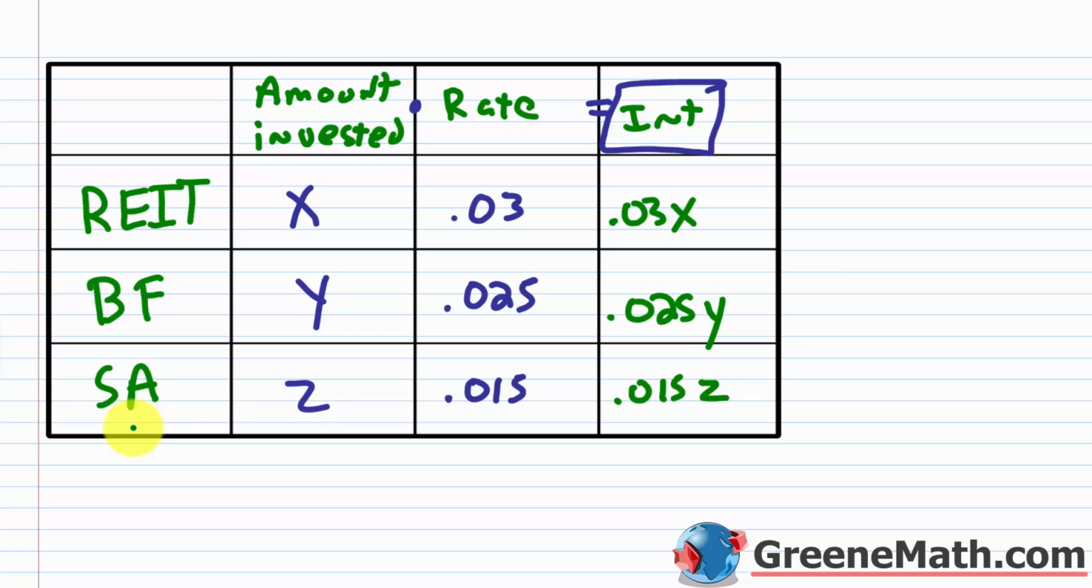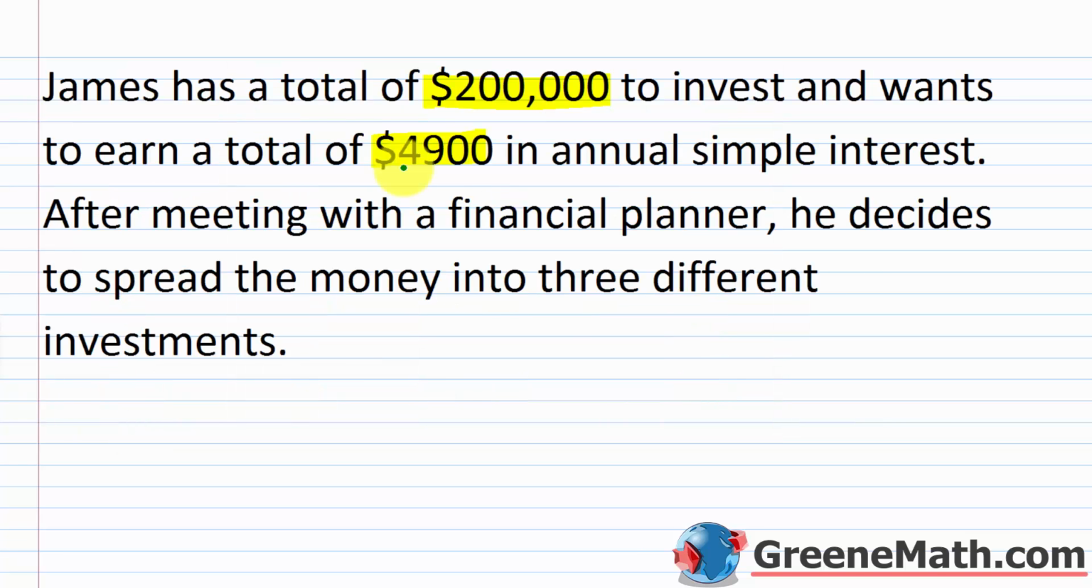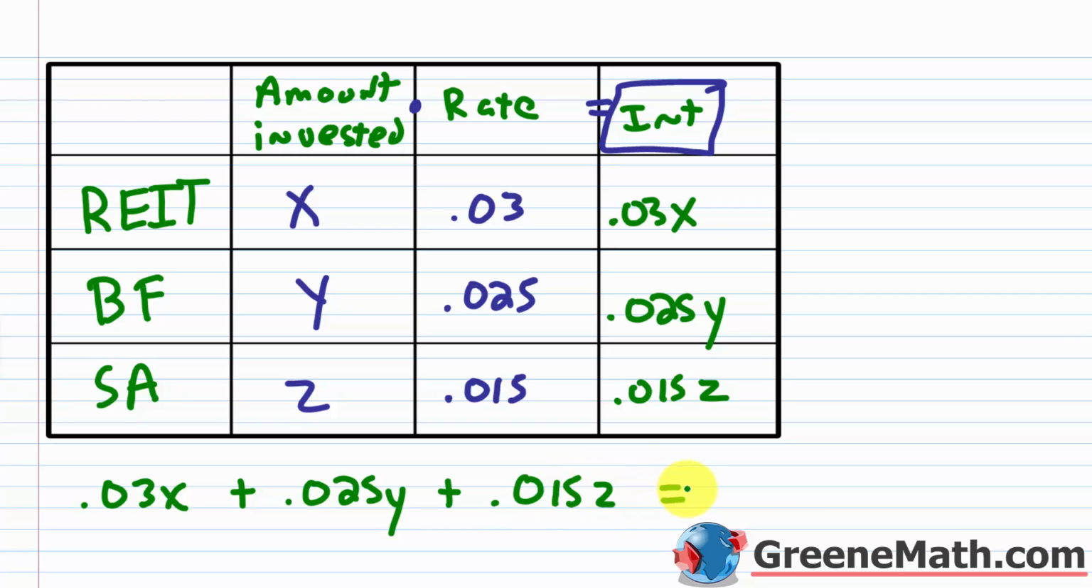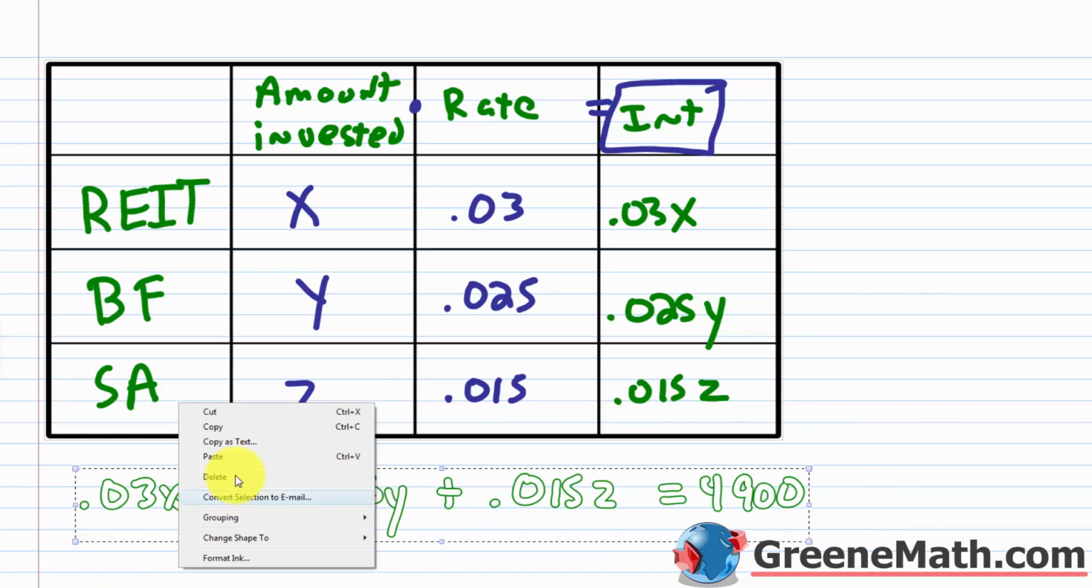Now, what do we do with this information? How do we make an equation? Well, if you were paying attention to the first part of the problem, it tells us specifically he wants to earn $4,900 in annual simple interest. Now, the $4,900 can only come from these 3 sources. So I know that the interest from the REIT, which is 0.03x, plus the interest from the bond fund, which is 0.025y, plus the interest from the savings account, which is 0.015z, has to be equal to that $4,900. So let's copy this. This is going to be our third equation.